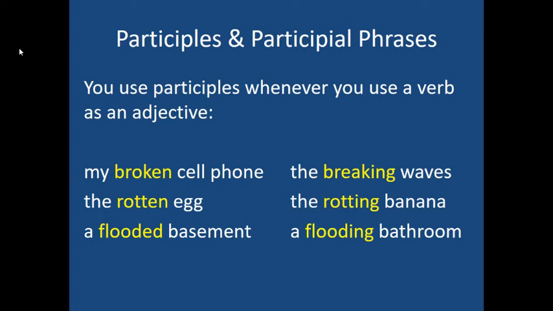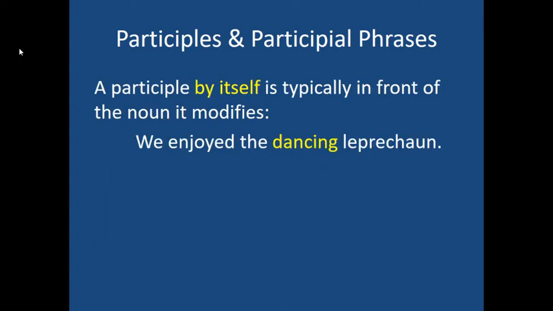ing is the present form: breaking, rotting, and flooding. And then we can see the passive form. Once again, usually it ends in en, but sometimes you might have some weird versions where there's a word like flooded, because there's no such word as floden. So a participle by itself is typically in front of the noun that it modifies. So we enjoyed the dancing leprechaun. It sits in front of the noun that it modifies.